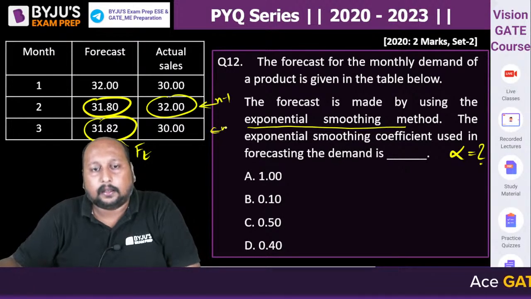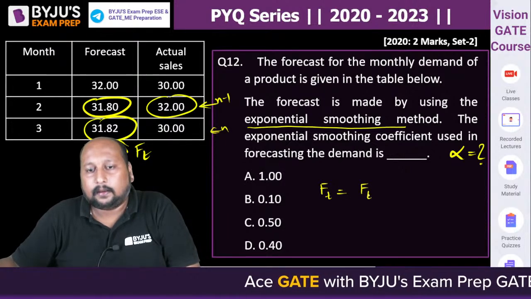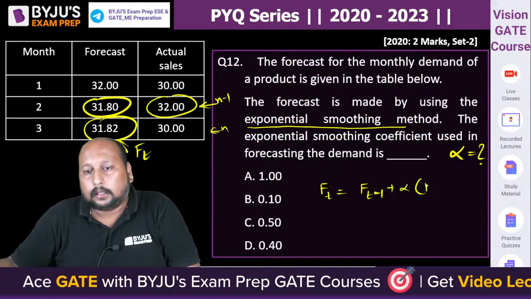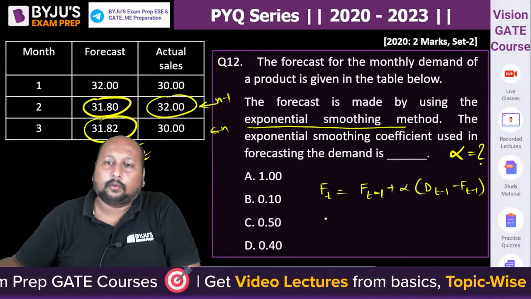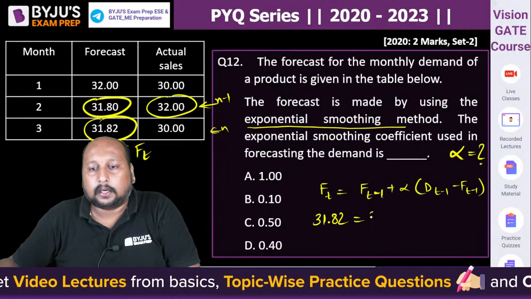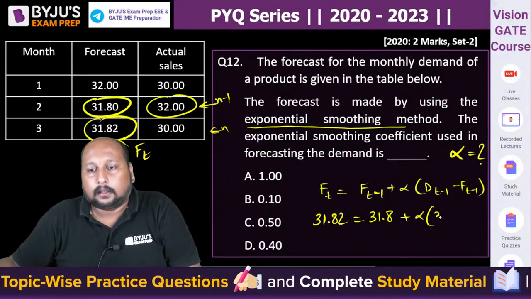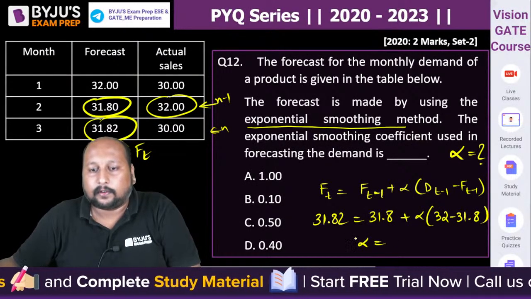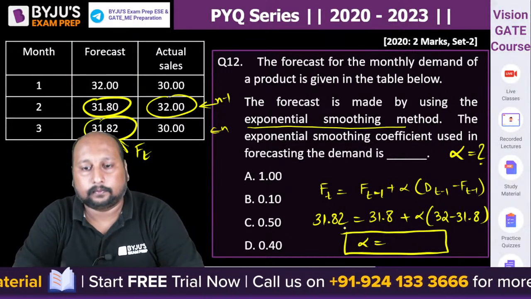This is for N. So I can say Ft is equal to Ft minus 1 plus alpha into dt minus 1 minus Ft minus 1. Tell me, 2 marks question. 31.82 is equal to 31.8 plus alpha into 32 minus 31.8. Solve it and tell me what's the value of alpha you are getting.